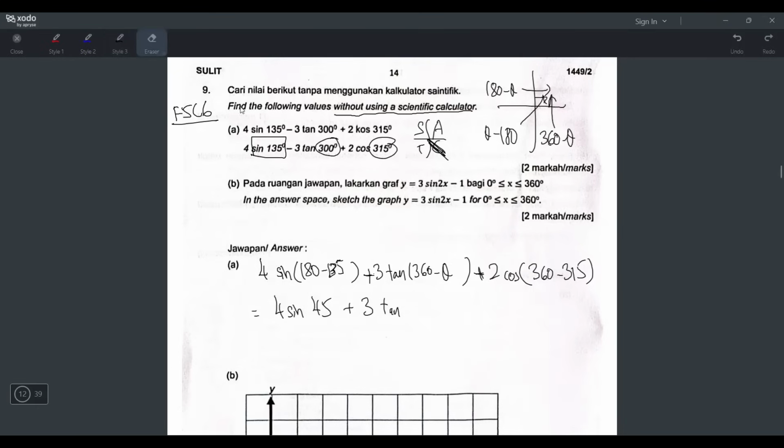Okay, why I write 3? What is the theta? 300, right? Okay, so 360 minus 300, 60, and then plus 2 cos. This one minus this one is 45. Now it's time to masukkan nilai sine 45, masuk tangent 60, masuk cos 45.